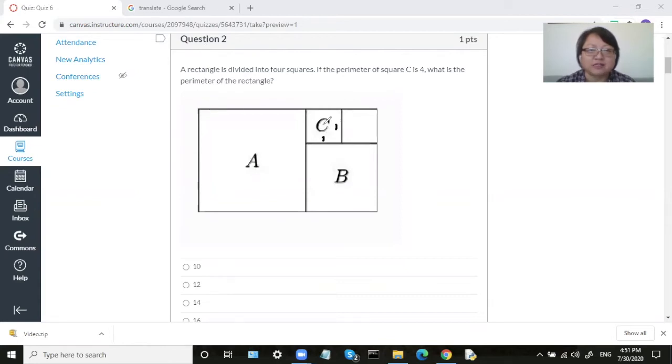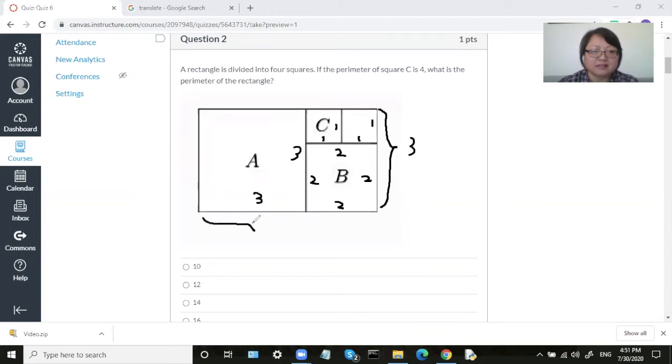Okay, so we have the side length 1 of the square C. So we have a 1 here, 1 here. So for the square B, the side length is 2. So this is 1 and 2. So these two together, the whole width is 3. Okay, so then we have 2 here. And for the square A, the side length is 1 plus 2 is 3, then 3.